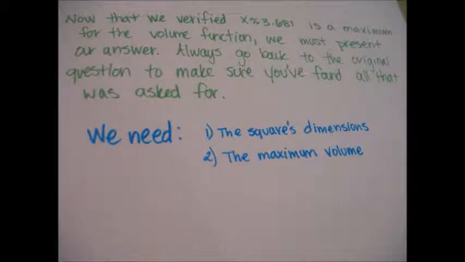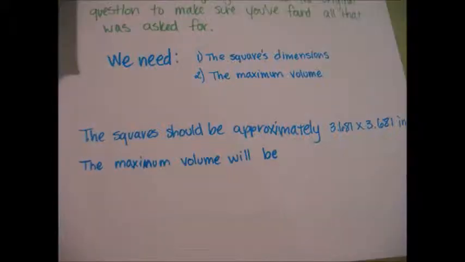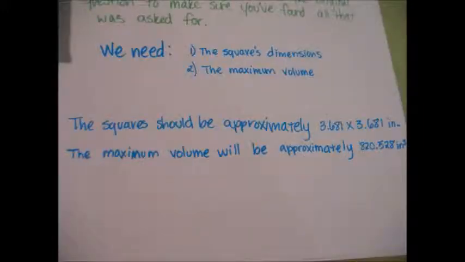It's incredibly important that you make note of what your answer is supposed to represent. So the square's dimensions, that was the x value that gave us the maximum volume. So it's approximately 3.681 by 3.681 inches. Always include units. And then the maximum volume will be, well, we've already found that. We plugged that x value into the volume formula, so we know that it's approximately 820.528 inches cubed. Don't forget, volume is cubic inches.